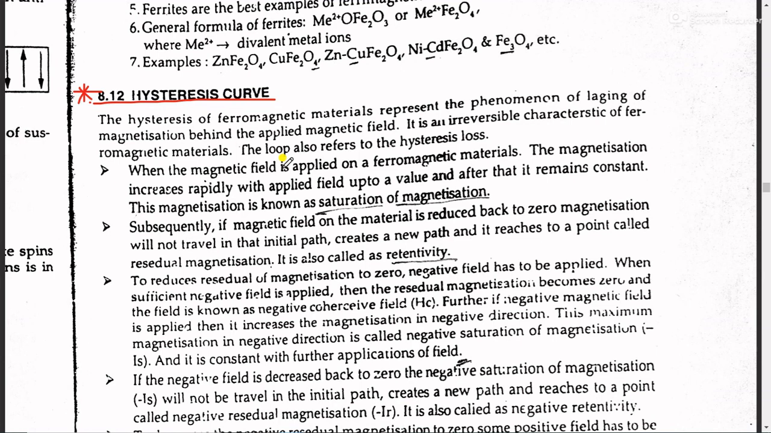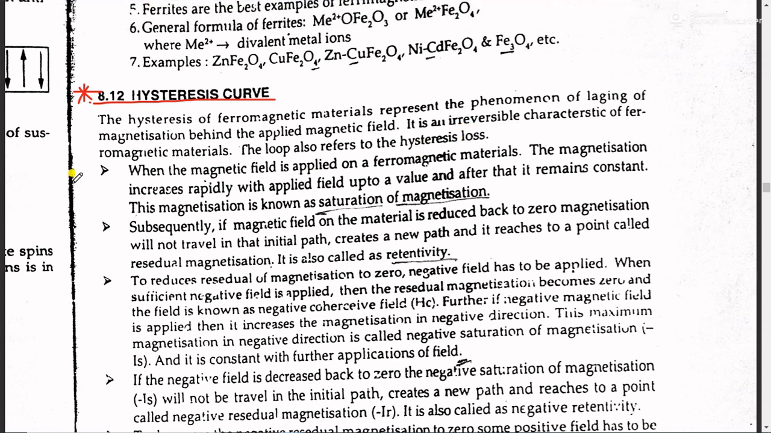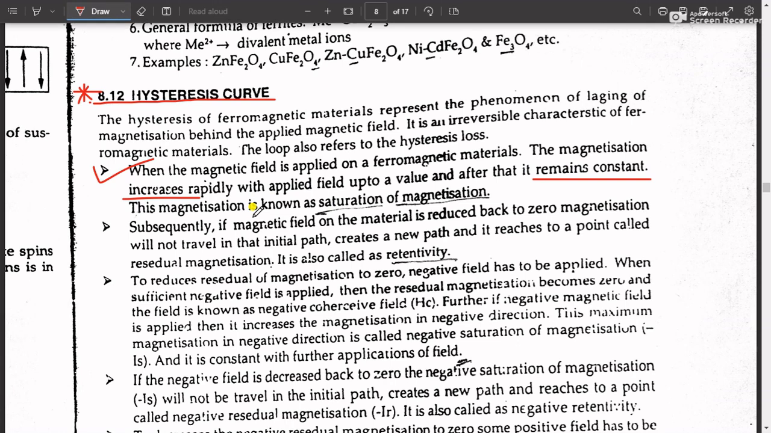The hysteresis of ferromagnetic materials represents the phenomenon of lagging of magnetization behind the applied magnetic field. It is an irreversible characteristic. So the characteristics are as follows. When the magnetic field is applied on the ferromagnetic material, the magnetization increases rapidly with the applied field up to a value, after which it remains constant. This is called saturation of magnetization.